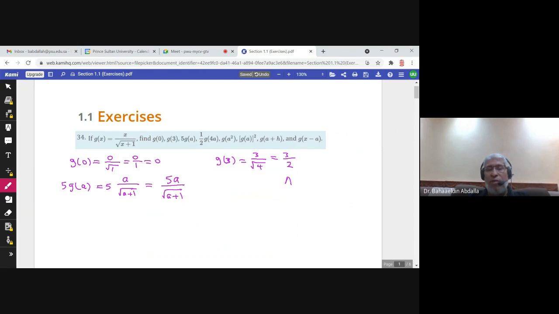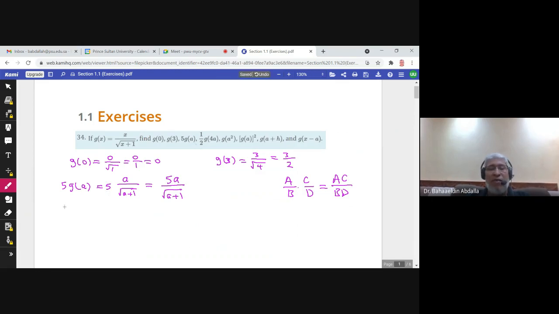Remember, when you multiply two fractions, a over b times c over d, you multiply the numerators over the product of the denominators. So this is 5 over 1.